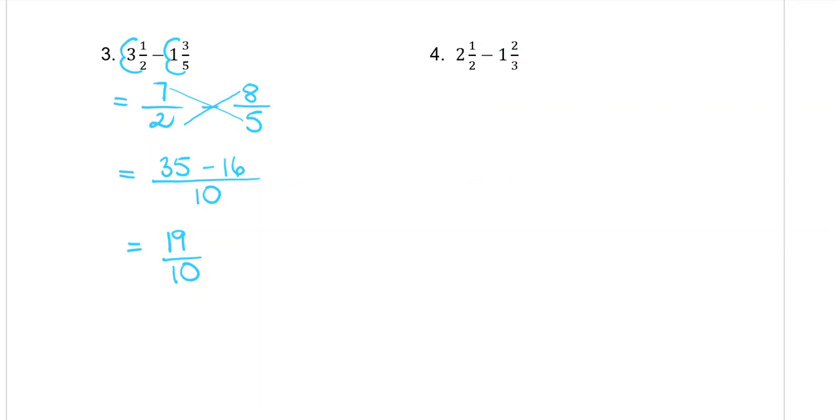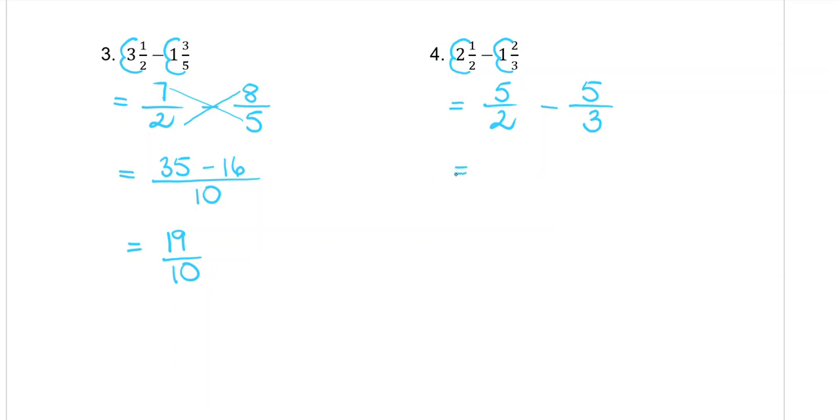Question 4. Let's change our questions into improper fractions. So the 2 on the bottom will stay on the bottom. Then we are going to times the 2 with the 2, which is 4, plus the 1 makes 5. Then minus, do the same thing for the next one. 3 on the bottom stays on the bottom. 3 times 1 is 3, plus 2 makes 5.